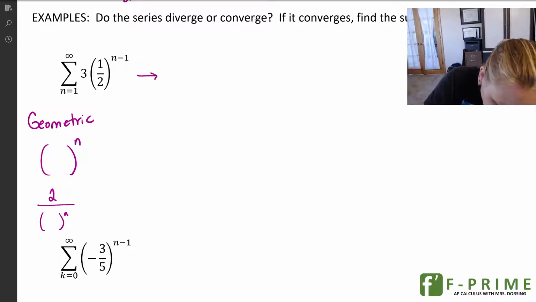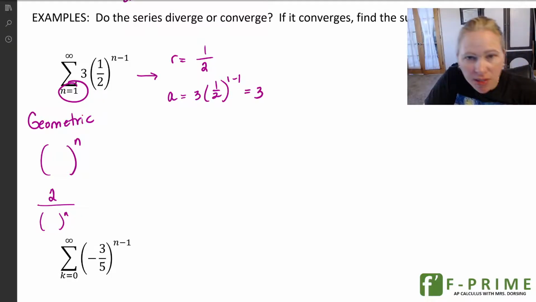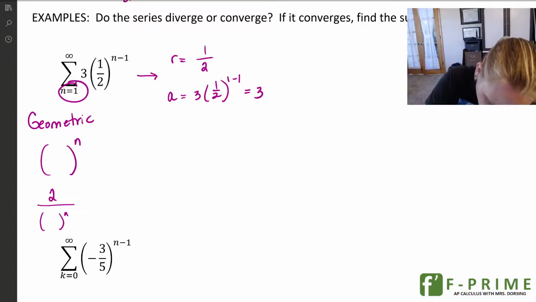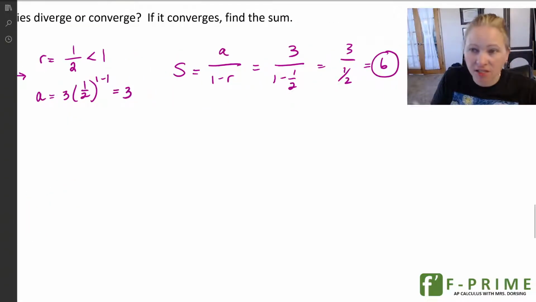So here, this is geometric, so I'm going to identify r. r is 1/2. a is what you get when you plug in the first value of n. So 3 times 1/2 to the 1 minus 1, that's going to be 3. Here it did happen to be that value in the front. Because r is less than 1, I'm going to use my formula. It is a over 1 minus r, so 3 over 1 minus 1/2. It's going to be 3 over 1/2, and when I flip the 1/2, I get 6. So this converges to 6. It is a geometric series that converges to 6.